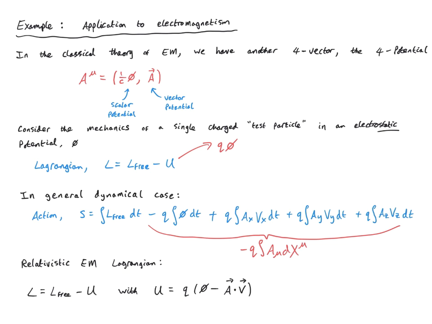However, if we plug this into the Euler-Lagrange equations of motion, then it generates for us automatically the Lorentz force law, which tells us how the force on a particle relates to the electric and magnetic fields. So indeed, this is the ultimate verification that this formulation works.